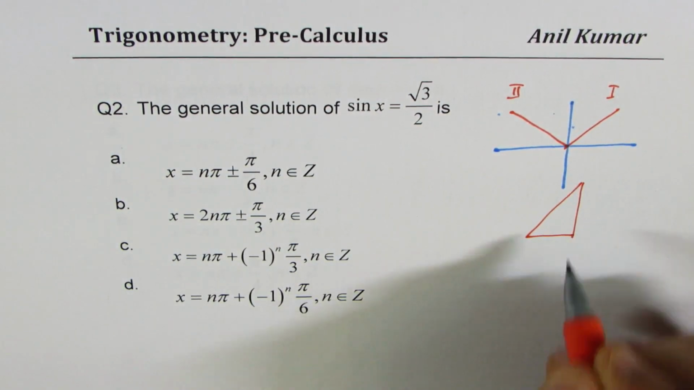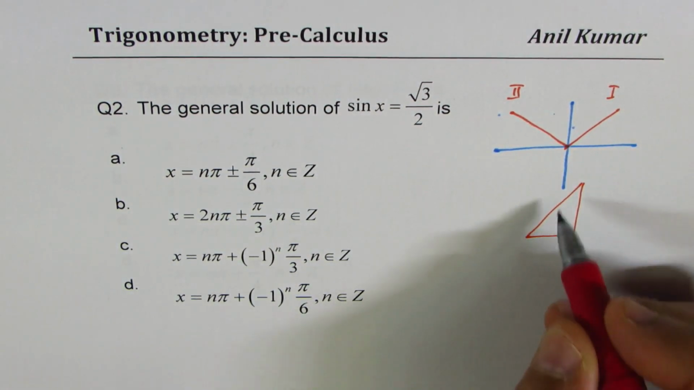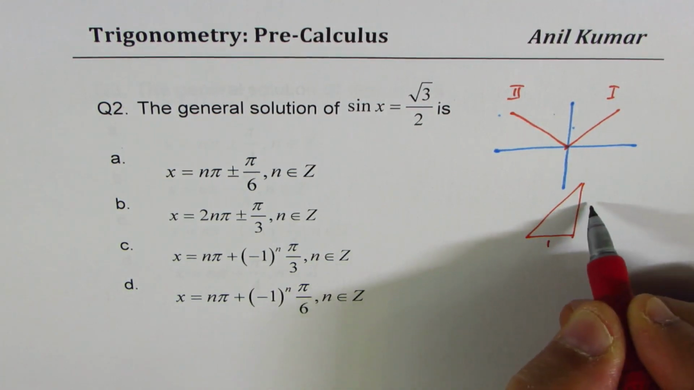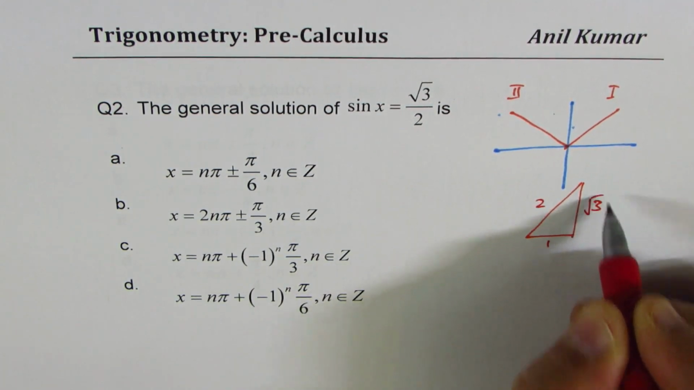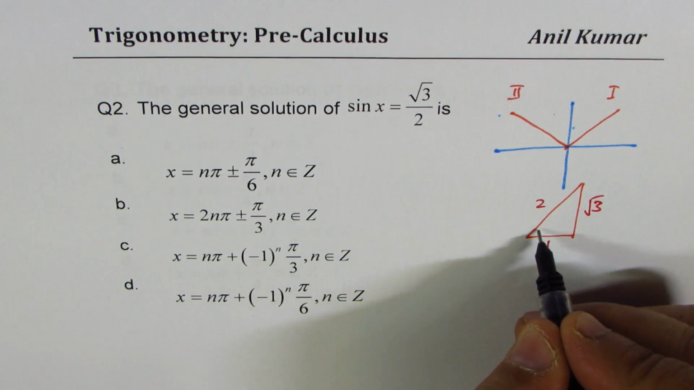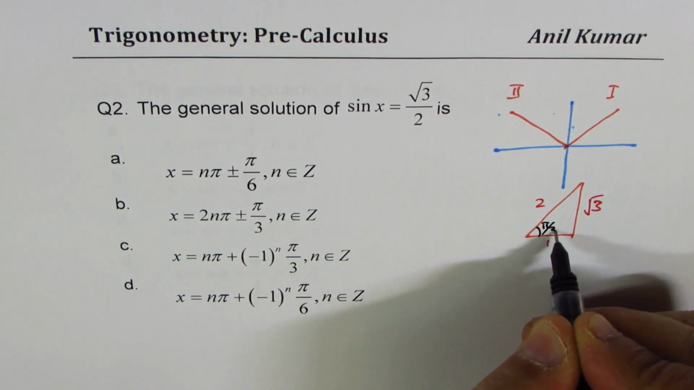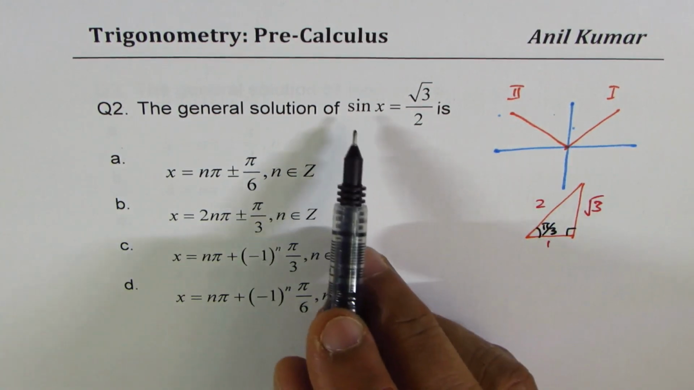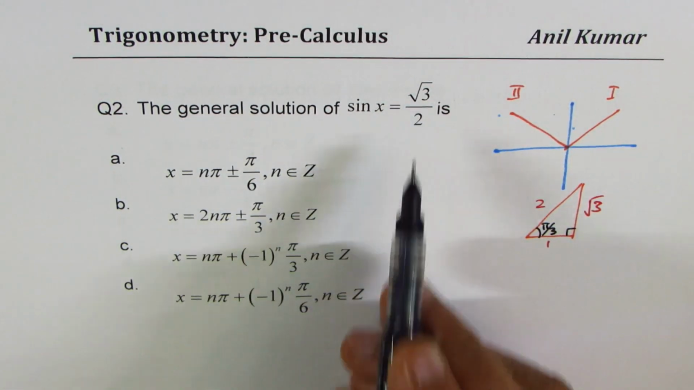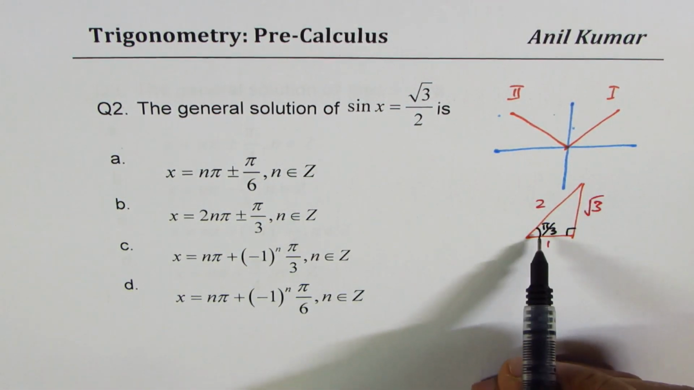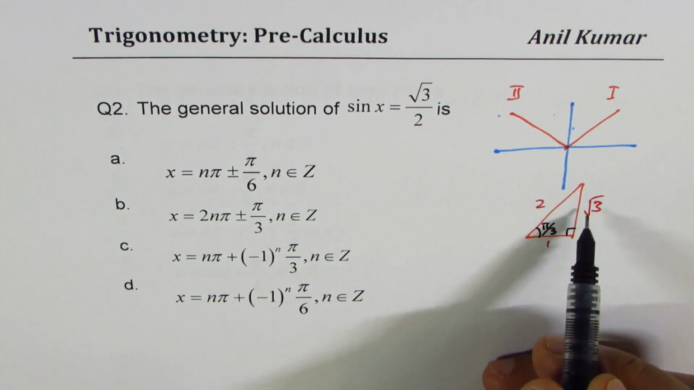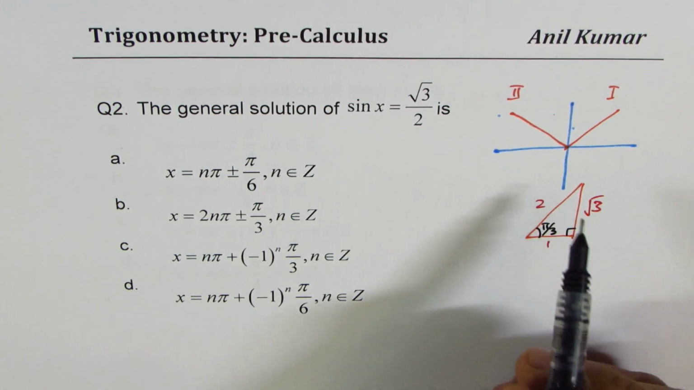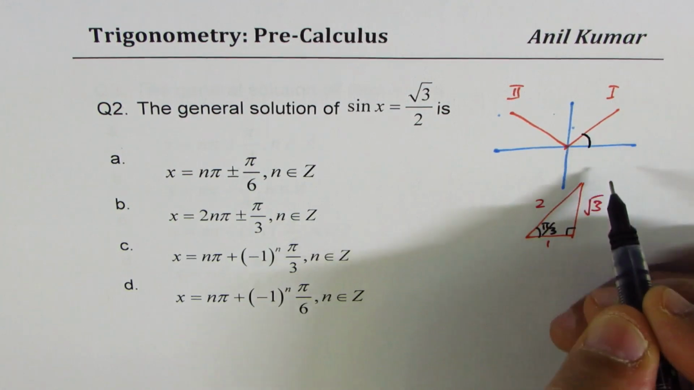Special triangle with sides 1, 2 and square root 3, and the angles, as you know, are pi by 3, pi by 6 and pi by 2. Since sine x is square root 3 over 2, the opposite side to pi by 3 is what we are looking for, right? Now we have two solutions.